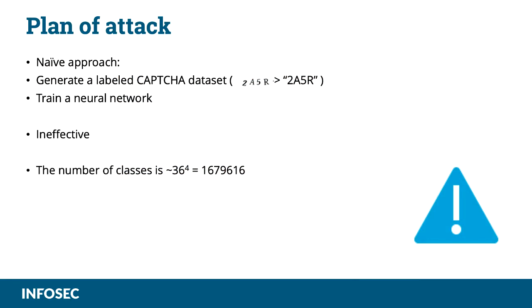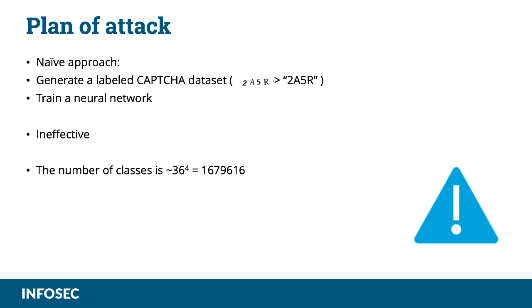So let's discuss our plan of attack. How shall we proceed to break this CAPTCHA system? Well, an initial naive thought would be to simply generate a large data set of CAPTCHAs, the details of which we'll have to figure out later, and then use these to train a neural network. Easy peasy. Unfortunately, if you try this simple approach, you'd realize that it's not going to be effective. It's going to be computationally intractable in all likelihood.